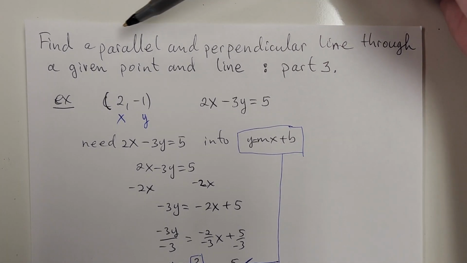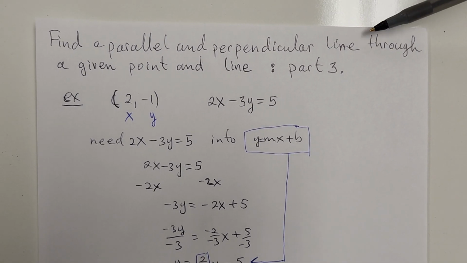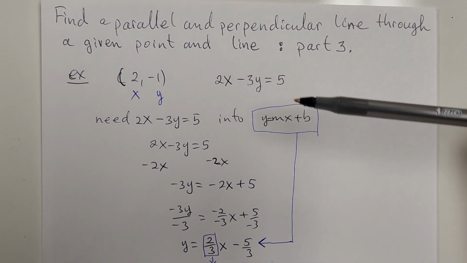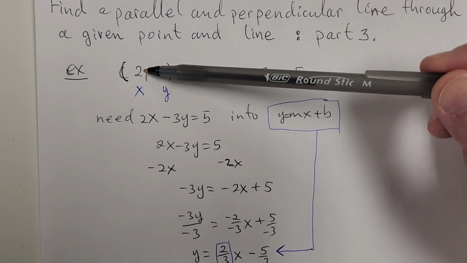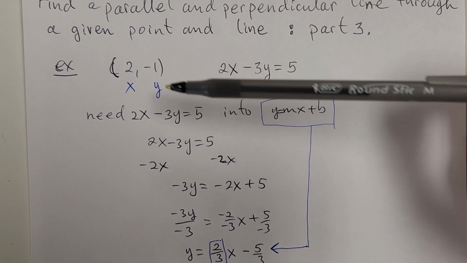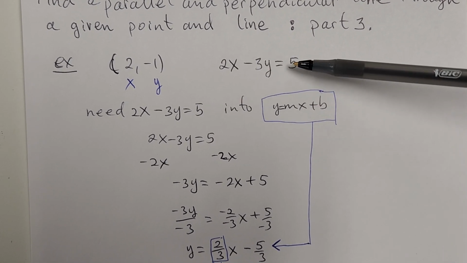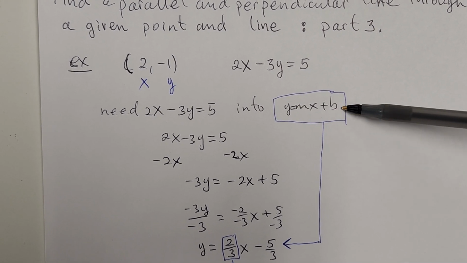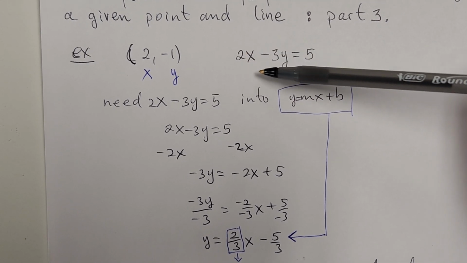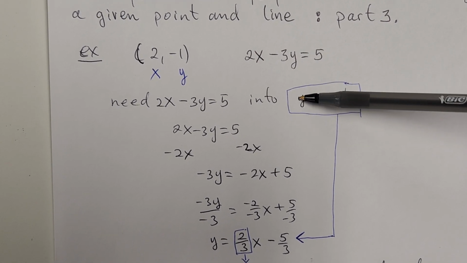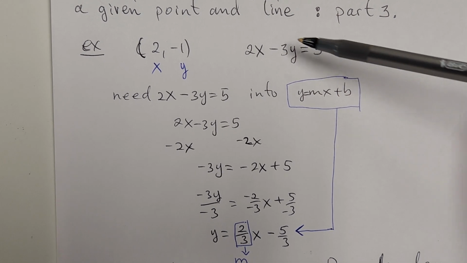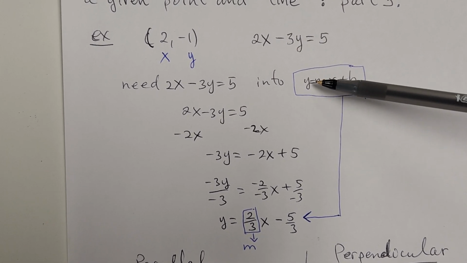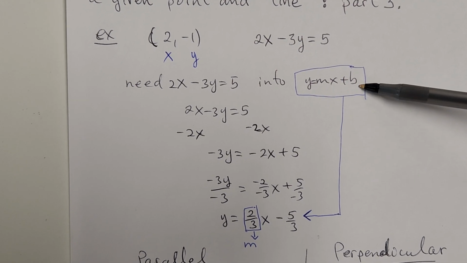This lesson is find a parallel and perpendicular line through a given point and line, part 3. Here is the given point. This is my x, this is my y. However, this is my given line, but it is not y = mx + b. So we need to rewrite this equation so that it looks like y = mx + b.